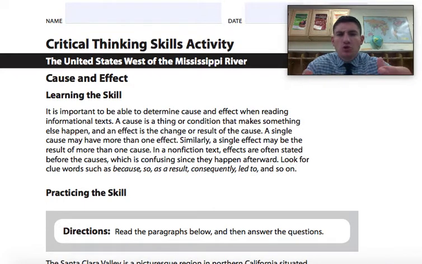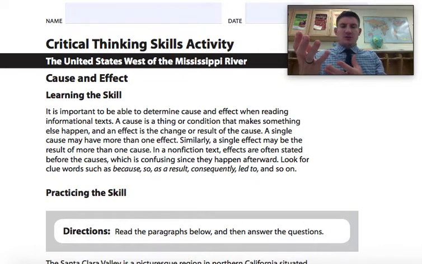Now let's jump into our learning and identify what this skill is and how we can actually apply it in our lives. Learning the skill. It's important to be able to determine cause and effect when reading an informational text. Anytime you're reading something, you're taking in information, you might see that there's a piece of information that's presented and then there's the result of whatever is being talked about. It's really important not only in geography but in all aspects of when you're reading and taking in information to be able to understand cause and effect.